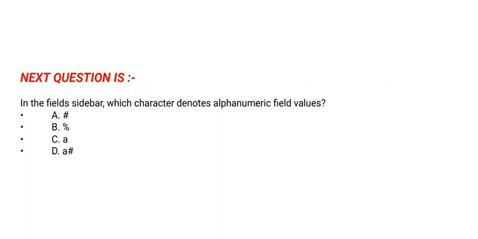Now, the question is, in the fields sidebar, which character denotes alphanumeric field values? Options are option A, hashtag, option B, percentage, option C, a, and option D, a hashtag. The correct option is option C.